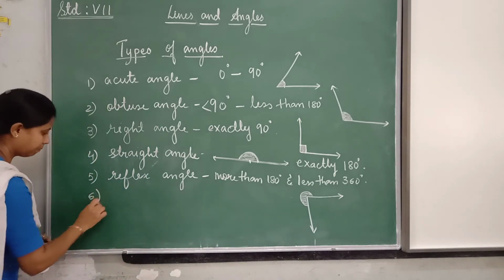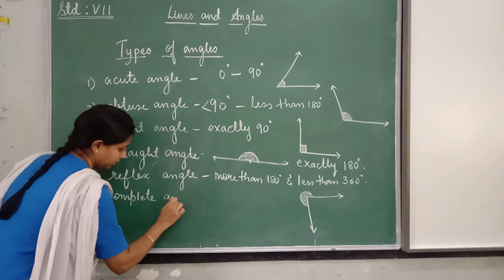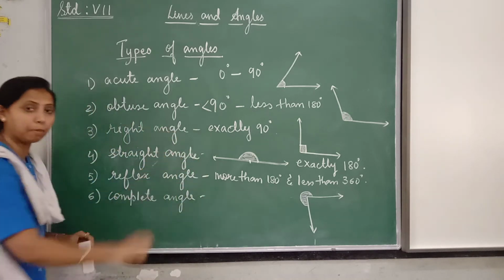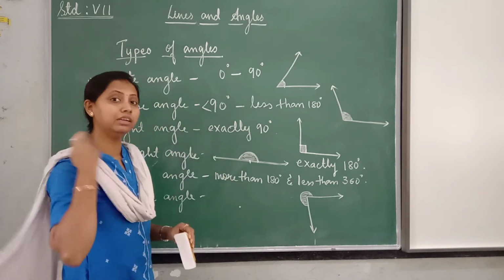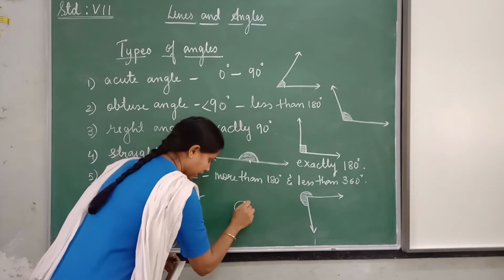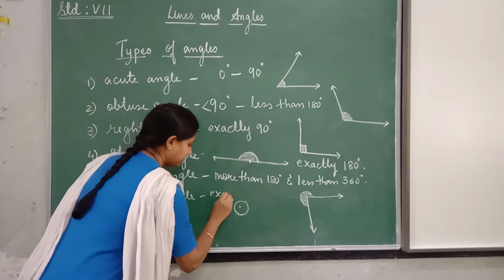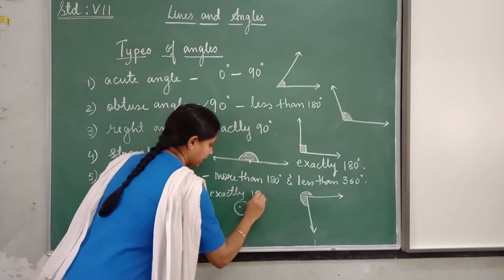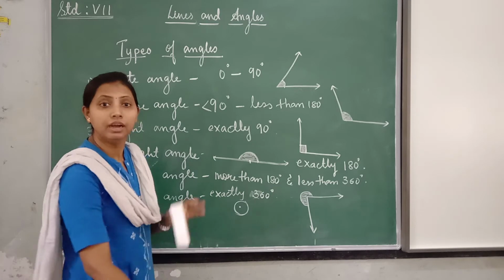Then next is complete angle. What do you mean by complete angle? Complete angle means the angle formed at a point. This complete angle measures exactly 360 degree. An angle which measures exactly 360 degrees is called as a complete angle.